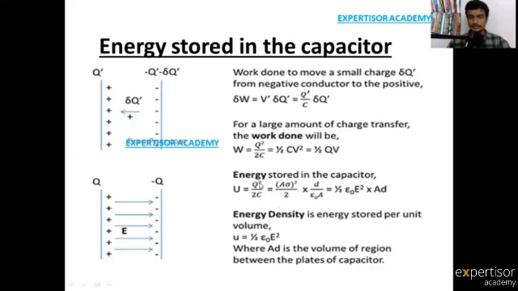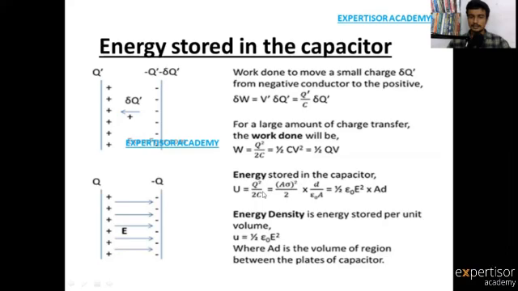Next, energy stored in the capacitor. The work done on the charge gives Q square by 2C. This work is stored in the capacitor as energy, capital U, which is equal to Q square divided by 2C.